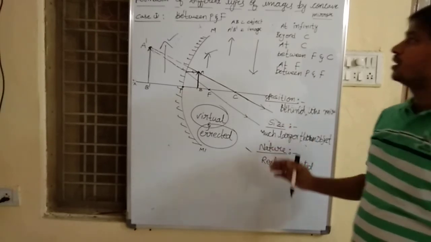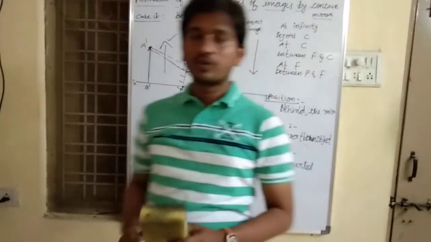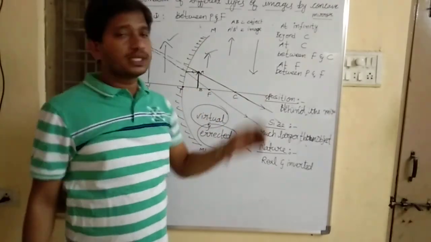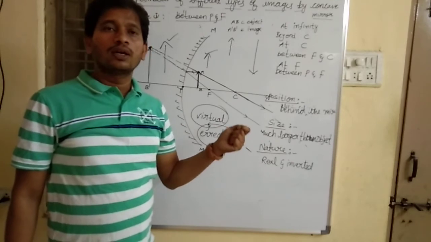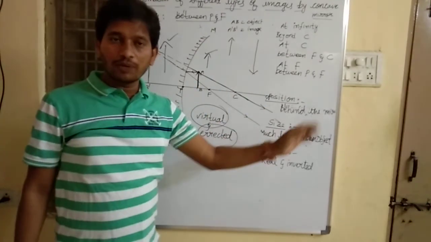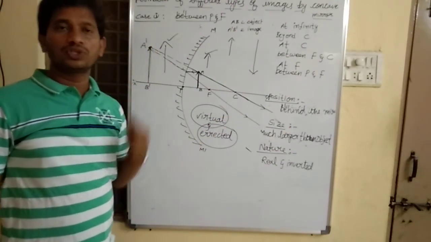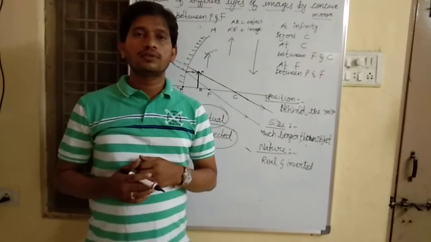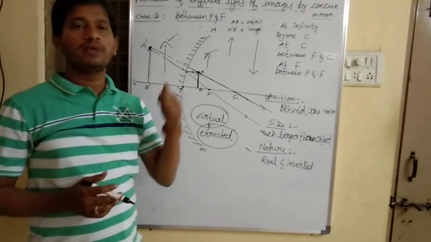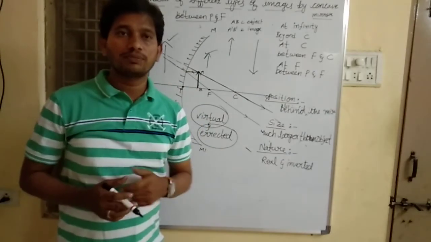So these are the different cases when we place an object in front of the mirror at different positions. If we place the object at different positions, we will get the image at different positions. Okay, I hope you all understood today's session, which is an important session and very helpful for your exams.